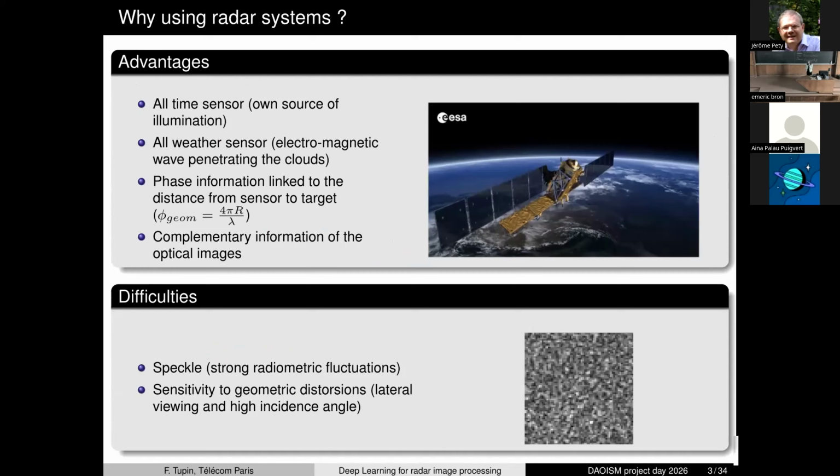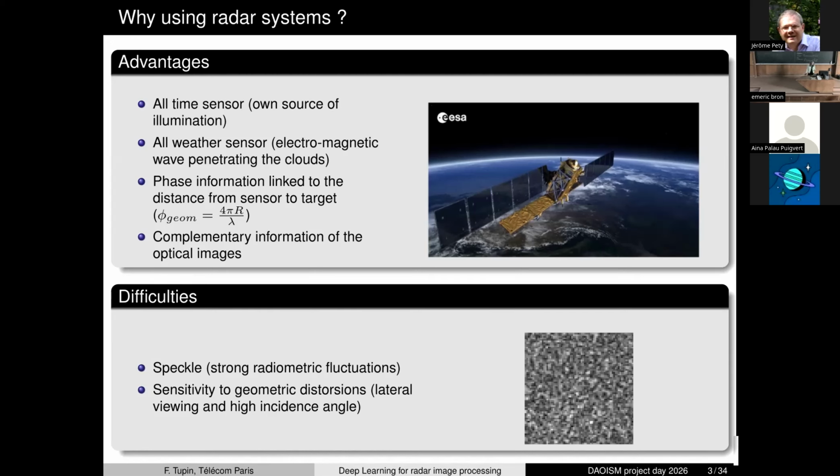So why are people using a radar sensor to acquire images? As you will see in the following, the images are not so nice. There is a lot of noise in these images. We are using it because it's an all-time sensor, because they have their own source of illumination. So meaning that we can acquire images even if we have no sun, for instance, or even during night. And a very important property of this sensor is that they are all-weather sensors. Even if you have a big coverage of clouds, you will be able to acquire images of the ground.